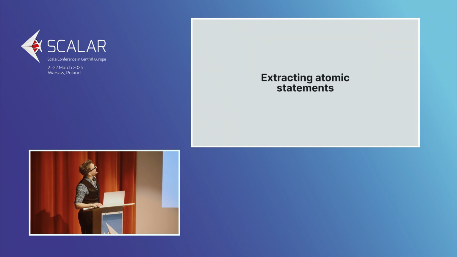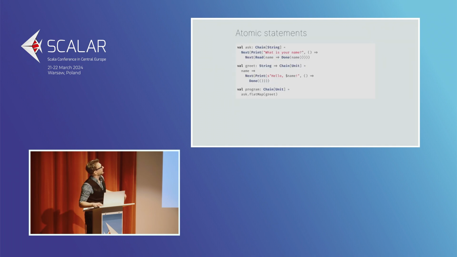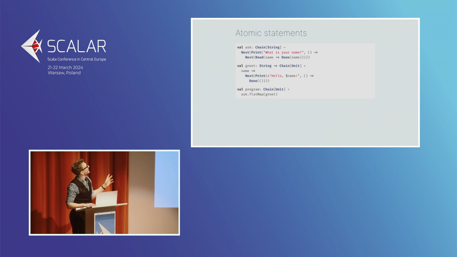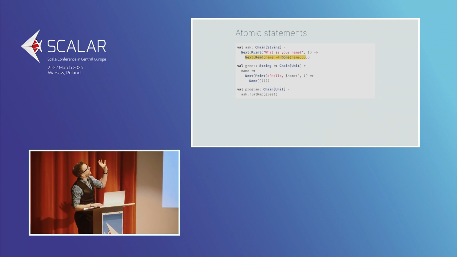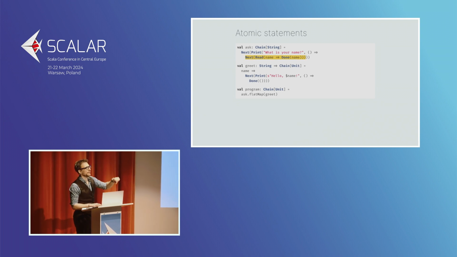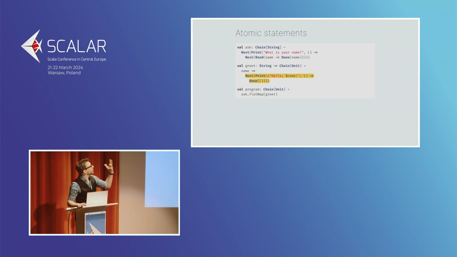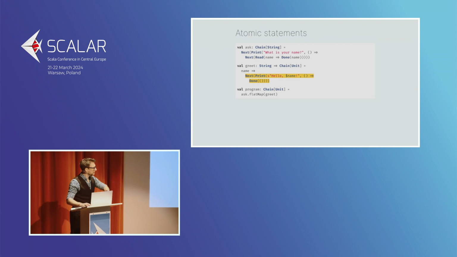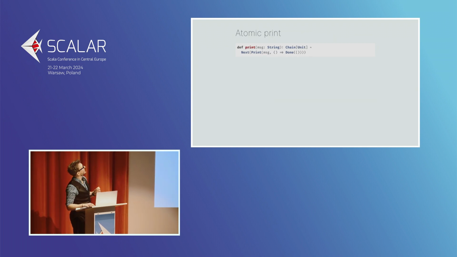And the way we solve that is by extracting atomic statements. What do I mean by that? Well, that here is the simplest possible read statement you can have. Read a string, return it. That's an atomic read. That's an atomic print, because all you do is print a string, return unit. You cannot have a simpler print statement than that. So we're going to extract this into functions. First, print takes a string, does the rest. We can simplify the code here, a bit nicer. And we're going to do the same thing for read, extract it right here.